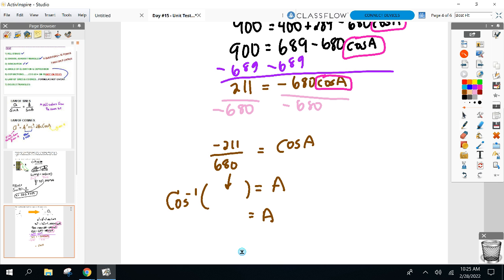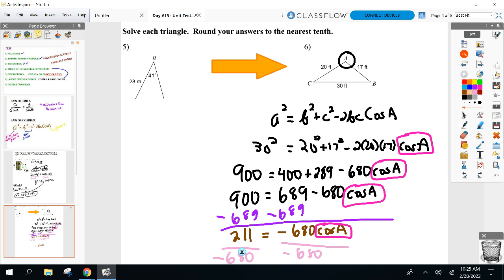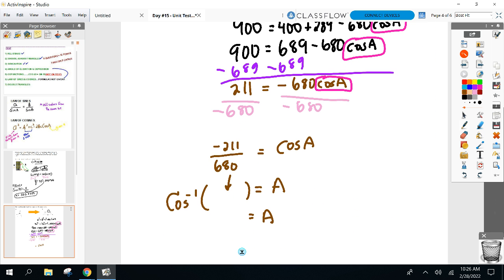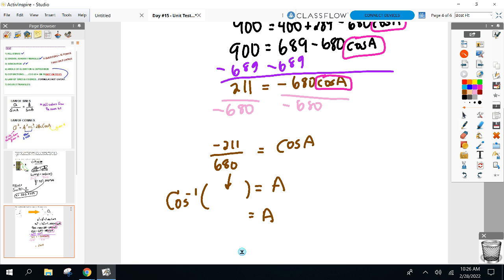And what do you got for angle A? Second cosine. Make sure cosine, this is not law of sines, it's law of cosines. So second cosine. What's it asking? Round your answers to the nearest tenth. 108.1 degrees.